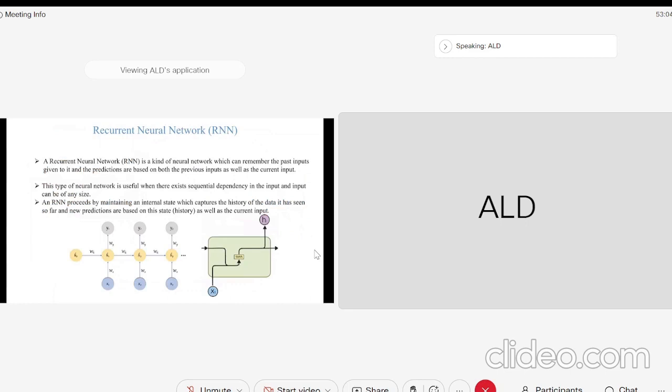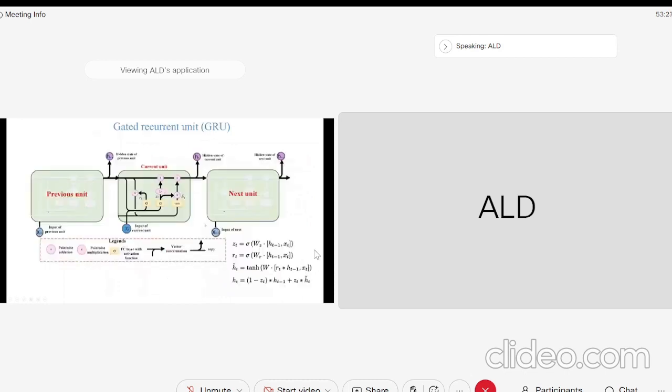So GRU, or recurrent neural network, is basically a kind of neural network which can remember the past input and make predictions based on the previous input as well as the current input. Based on the past, we can go for the present also. So based on this recurrent neural network, we are proposing the GRU network.